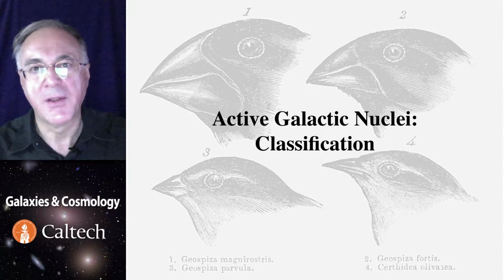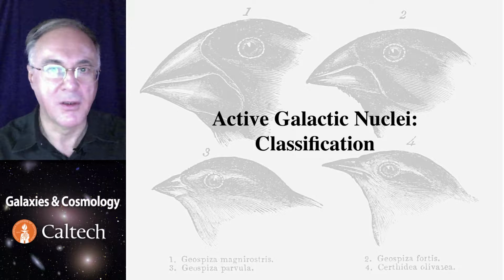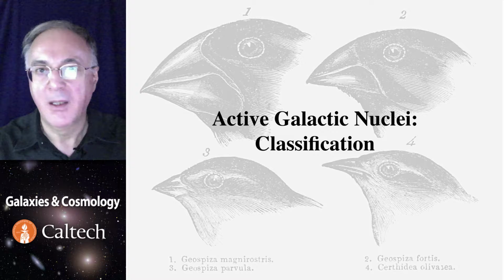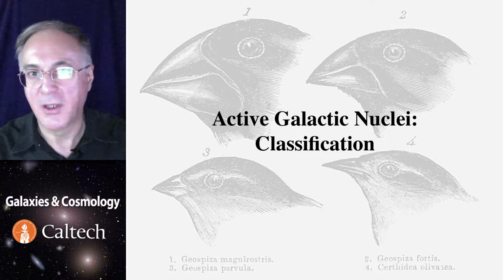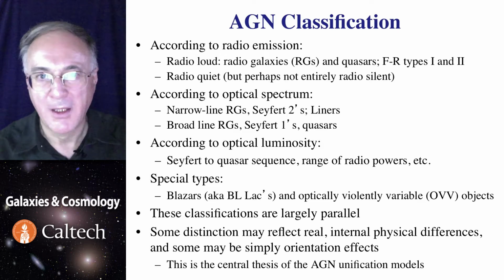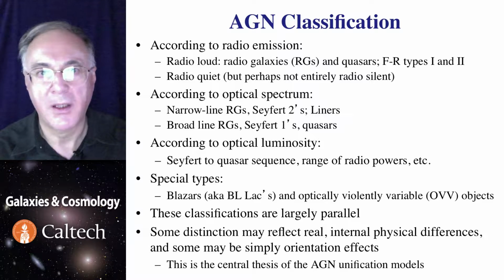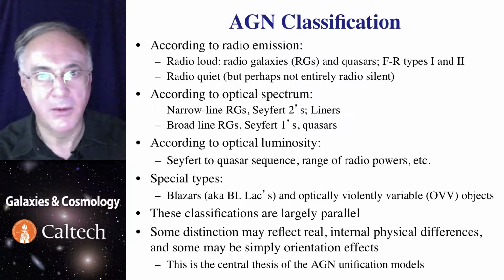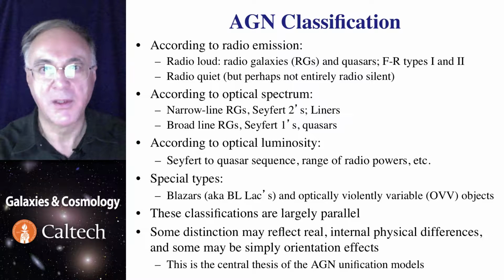Let us now address the empirical classification of active galactic nuclei based on their observed properties. In case you're wondering, the background image here are Darwin's finches. So we can classify active nuclei according to their emission. First of all, whether or not they're radio loud. This was how first quasars were discovered.